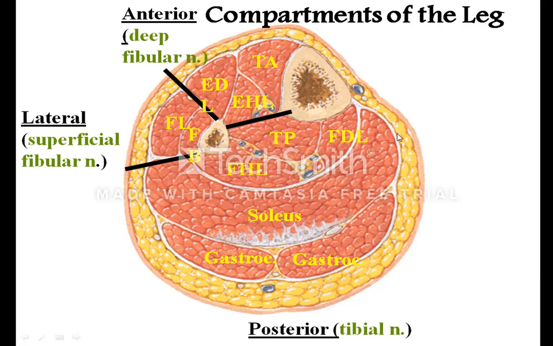The posterior is divided into two, superficial and deep. The superficial contains the gastrocnemius muscle and the soleus muscle, and the deep one contains flexor hallucis longus, tibialis posterior, and flexor digitorum longus. So these are the flexors group.